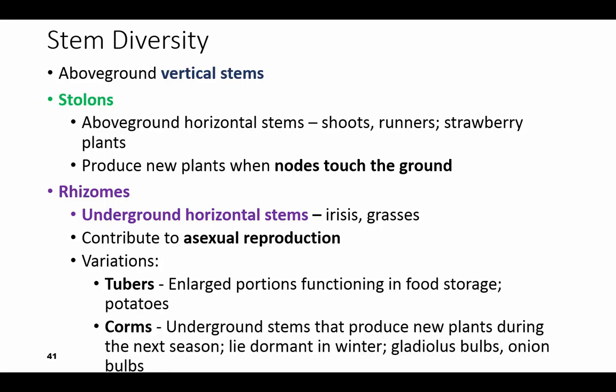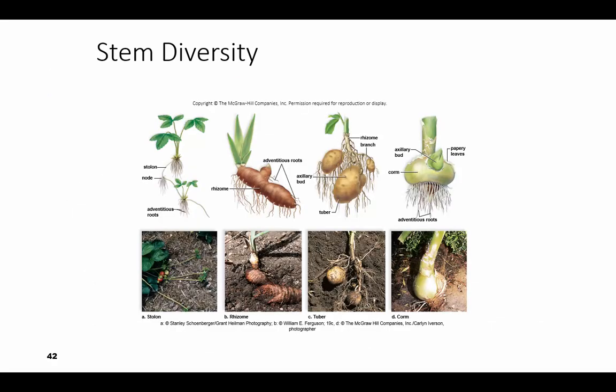So in addition to stolons and rhizomes and the tubers and the corms, you have the above ground vertical stems that just grow straight up that we're most familiar with. And there you can see all of them.